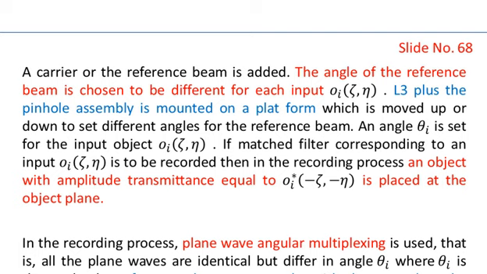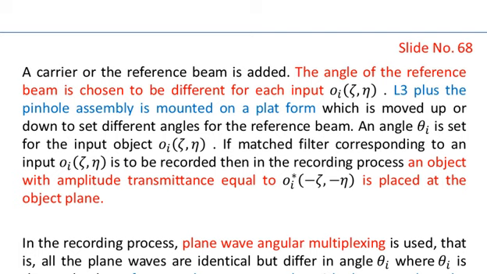A carrier or the reference beam is added. The angle of the reference beam is chosen to be different for each input OI placed at the zeta eta plane. L3 plus the pinhole assembly is mounted on a platform which is moved up or down to set different angles of the reference beam. An angle theta I is set for the input object OI.